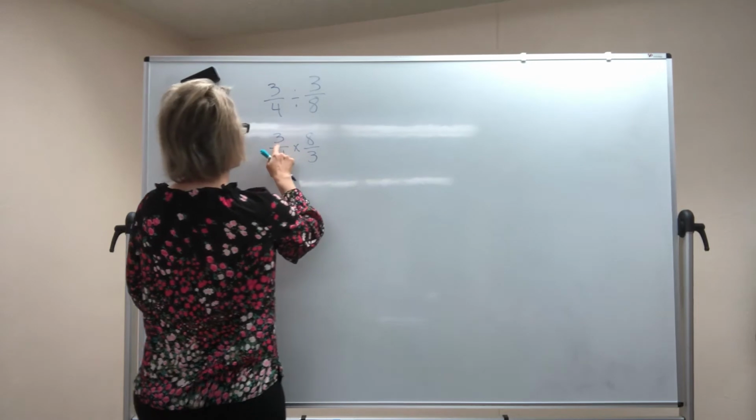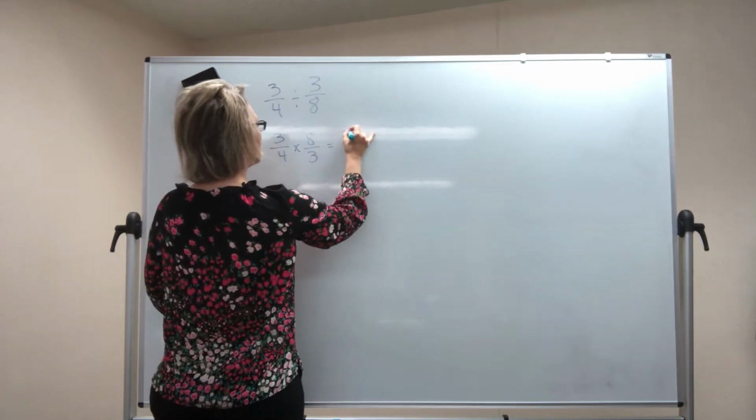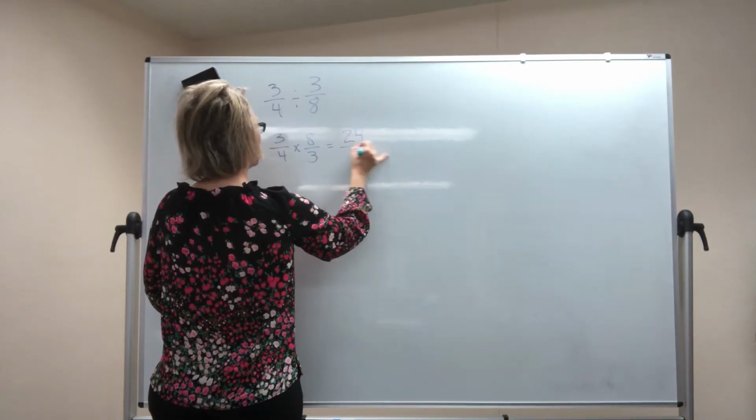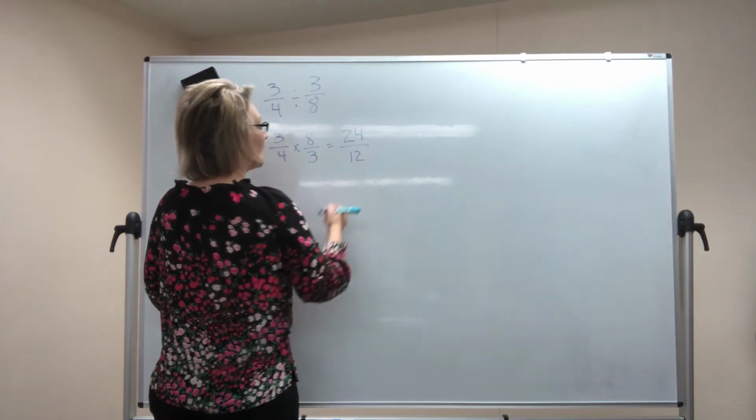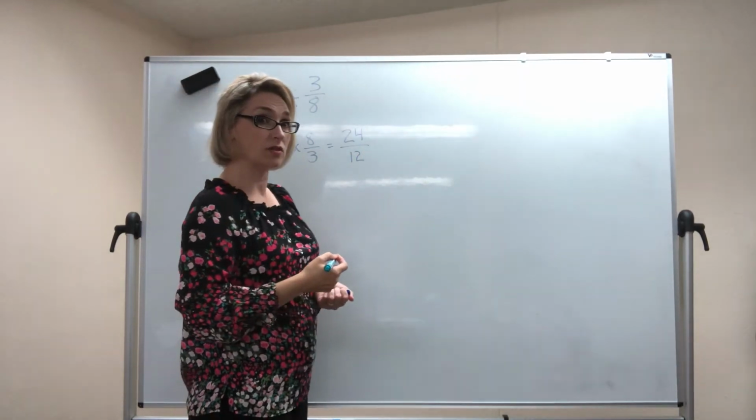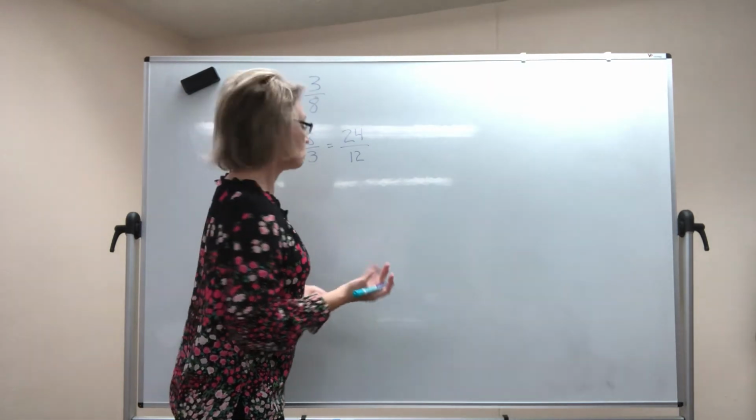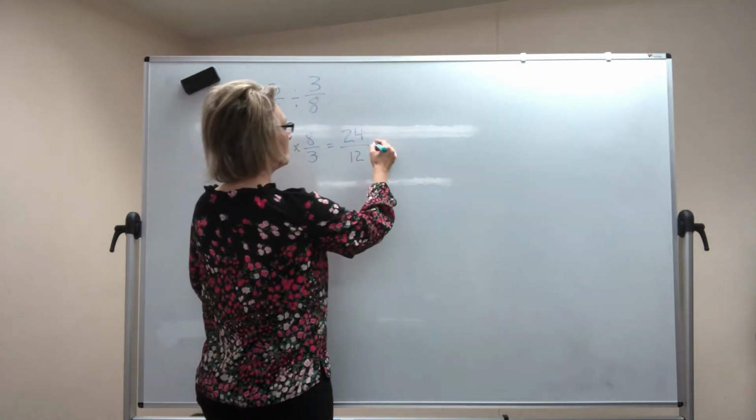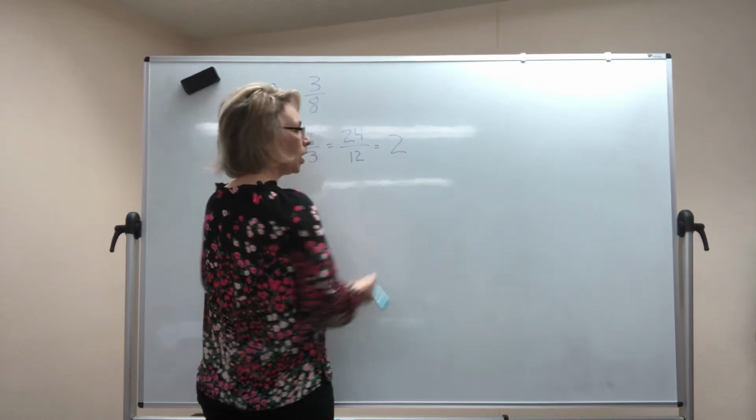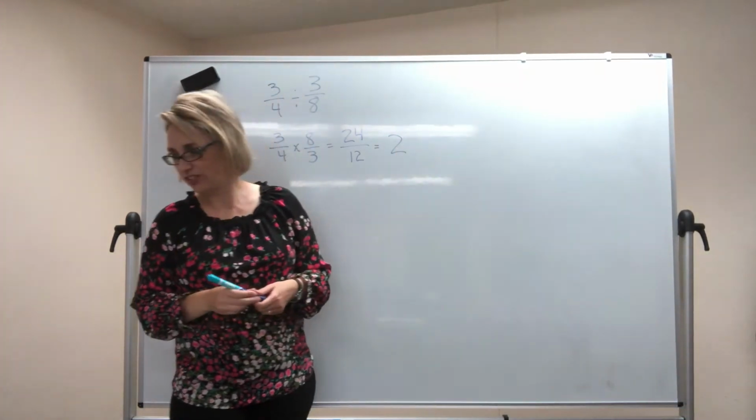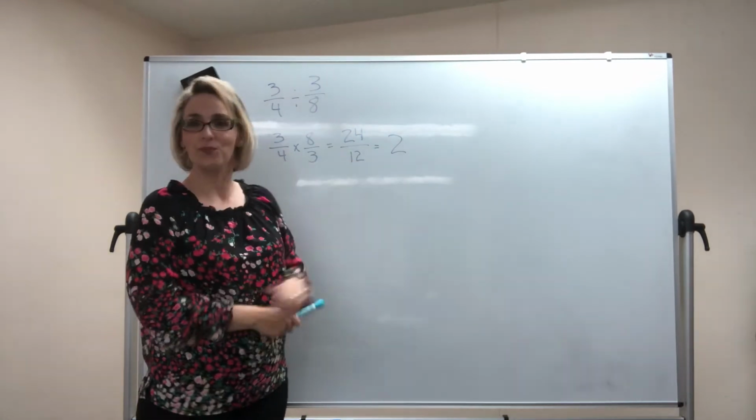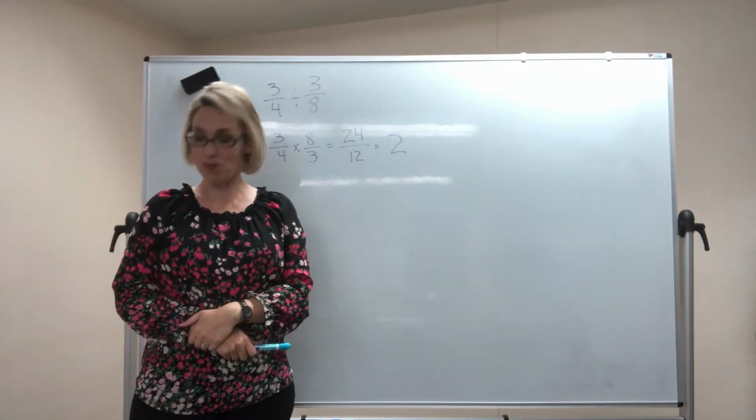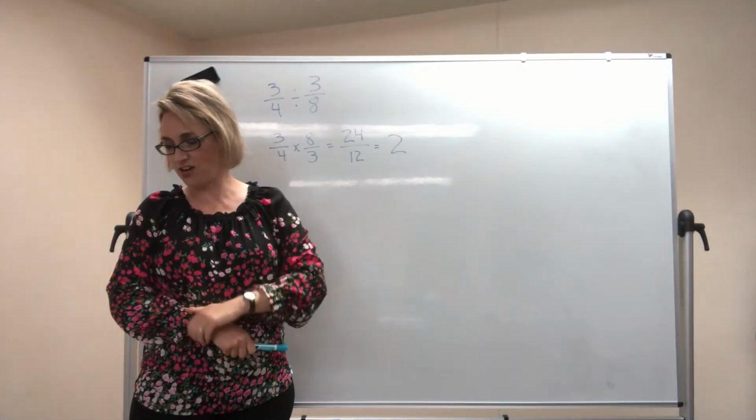All right, so 3 times 8 is 24. 4 times 3 is 12. So we have 24/12. We need to reduce that, so we say, 12 goes into 24 how many times? 2. And we're done. That's it. So 3/4 divided by 3/8 is 2. And that is indeed what it says on your paper in the example, so yay, we got it right.